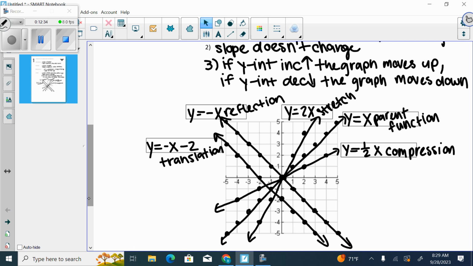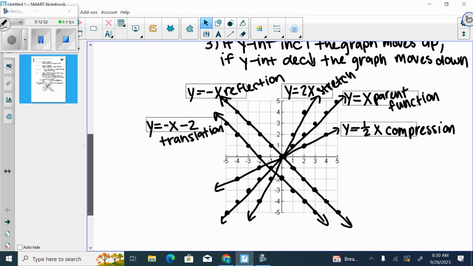All right. And obviously, multiple transformations can happen at the same time, right? Like here, we had it reflected and we shifted it down, right? Multiple things can happen in one equation. So hopefully this is a good enough review to help you with those 2 questions that were about transformations.